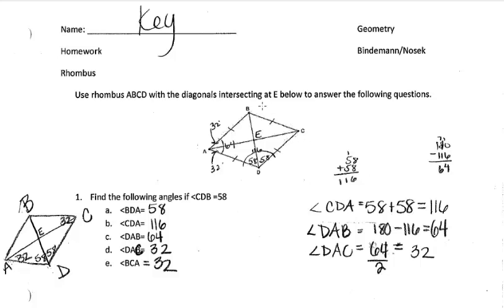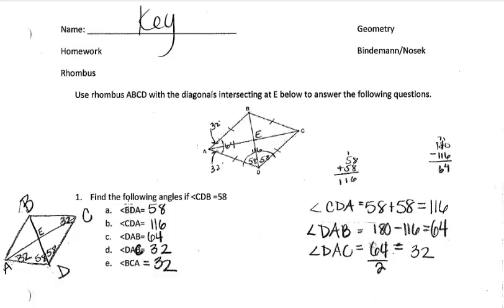Okay, so take out your homework on rhombus and notice in the directions it says use rhombus ABCD with diagonals intersecting at E below to answer the following questions. I know a few people were wondering where E is. E is right in the center.